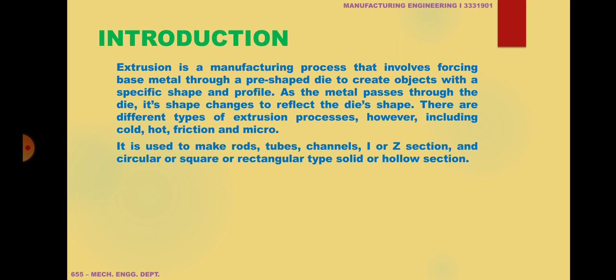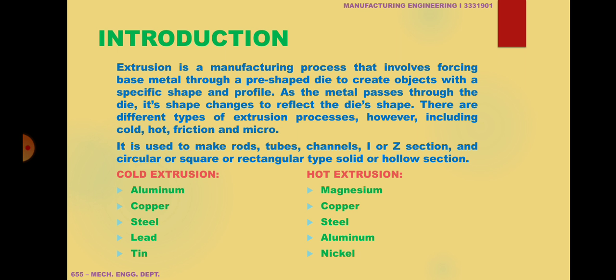For what purpose is it used? It is used to make rods, tubes, channels, I or J sections, and circular and square or rectangular solid or hollow sections. Cold extrusion is generally done on aluminum, copper, steel, lead, tin, which are light materials. Hot extrusion is generally made on magnesium, copper, steel, aluminum, nickel, which are hot.